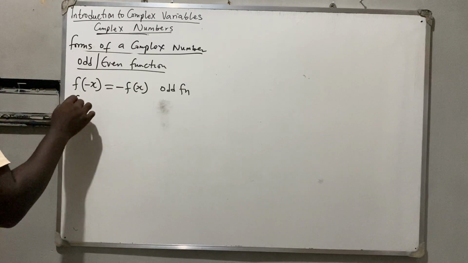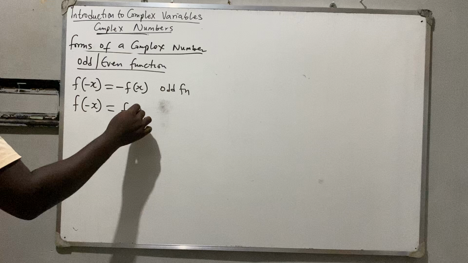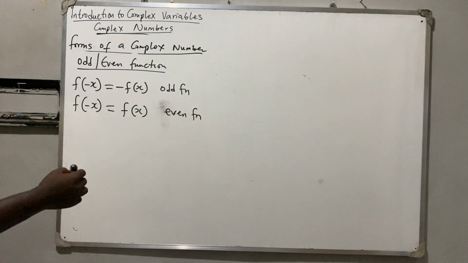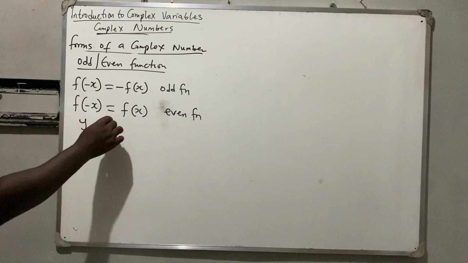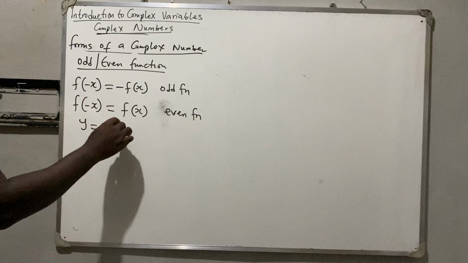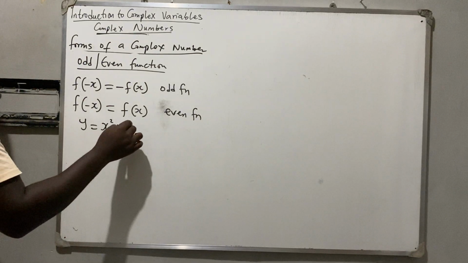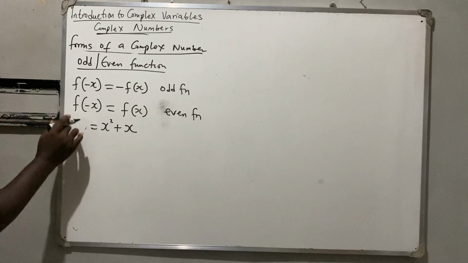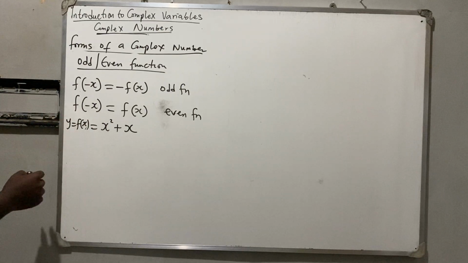So, but if f of minus x, the minus disappears to have f of x, we call it an even function. Okay? So an example of that is, if I have that y is equal to maybe x squared plus x, for example. So let's check if this thing is an even function. So y is equal to f of x, a function of x. So let's check if it's an even or odd function.